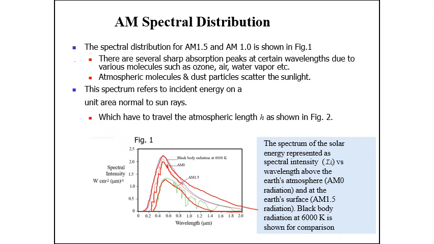So the spectrum of the solar energy is represented as spectral intensity on the y-axis, plotted against the wavelength of the light. If we need to find the overall spectral intensity, we need to plot it across the wavelength and all possible spectral intensities. Then we should integrate it to get the total intensity.